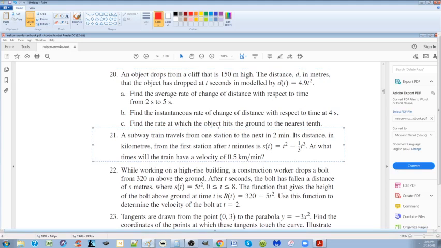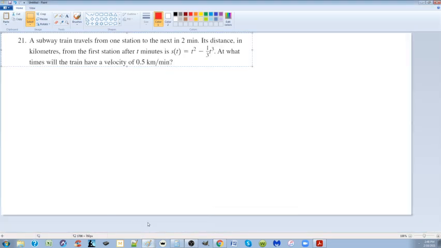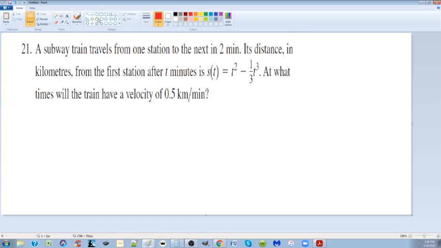Number 21. So we're given this: a subway train travels from one station to the next in 2 minutes. Its distance in kilometers from the first station after t minutes is given by this. So the distance is based again. Oh, be careful. Let's rearrange that. At what times will the train have a velocity of 0.5 kilometers per minute?